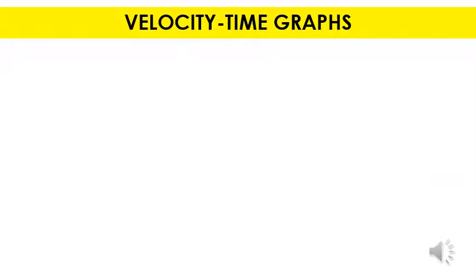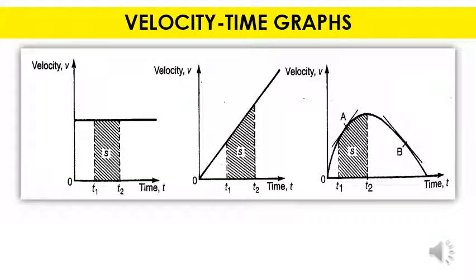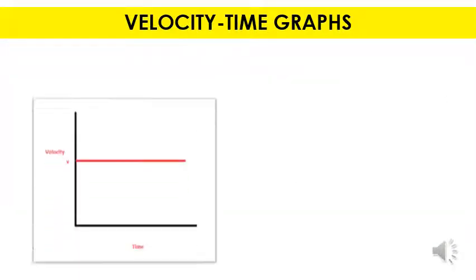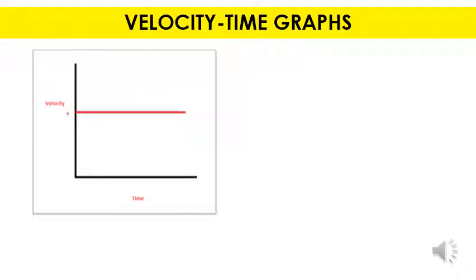The displacement is equal to the area under a velocity versus time graph. This can be clearly seen in these graphs. The shaded area is equal to the displacement of an object. Velocity versus time graphs tell us about an object's displacement.